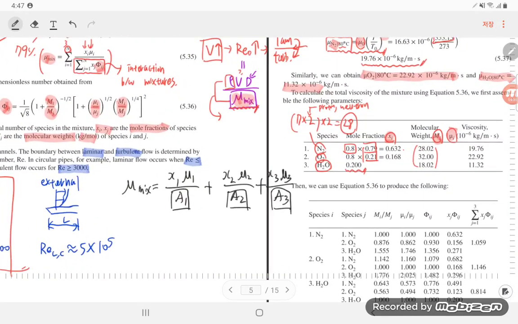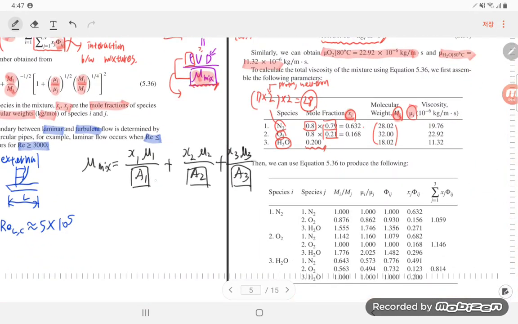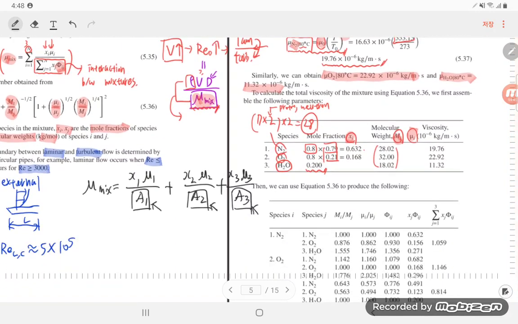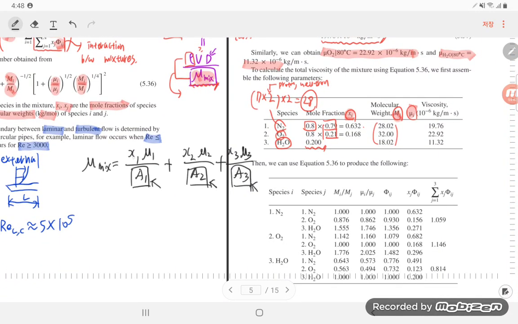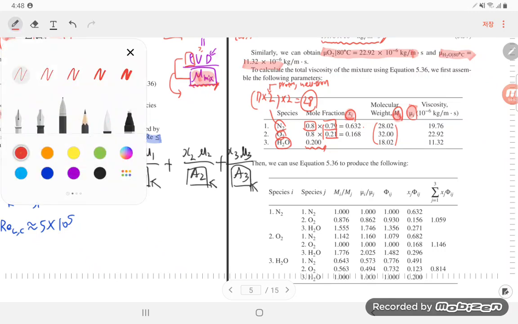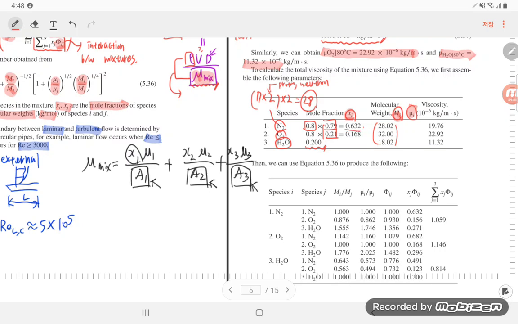Okay, then this is very complicated to get this A1, A2, A3 for each. But actually this one is very simple, right? X1 is here, 0.632, and the mu 1 is 1976.